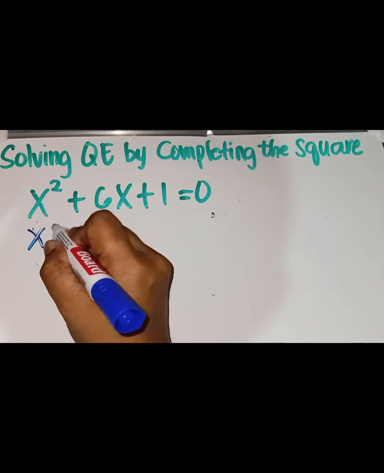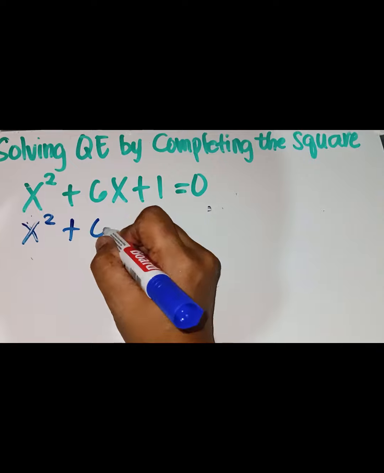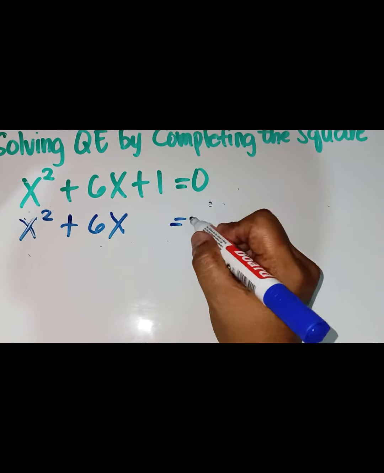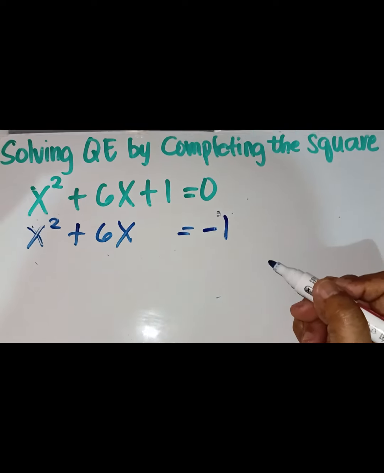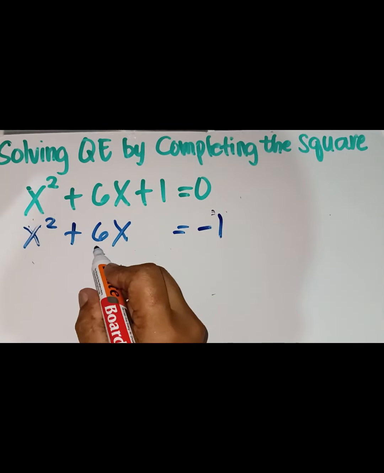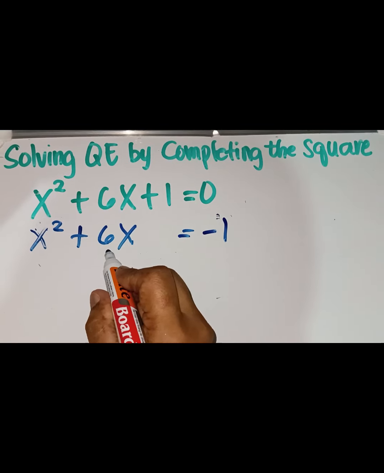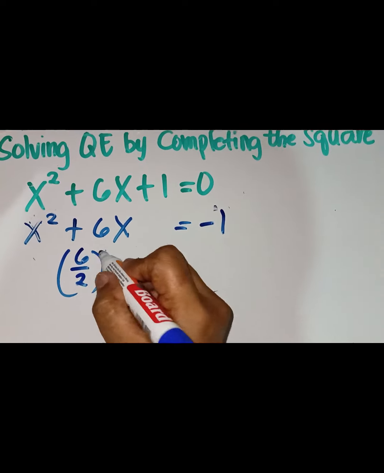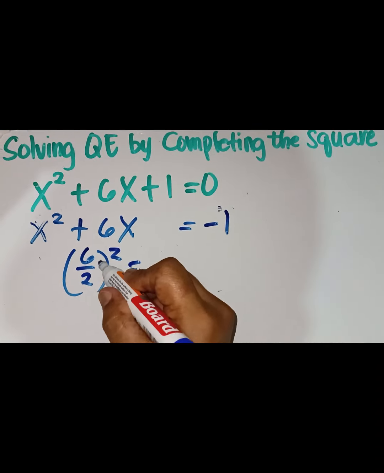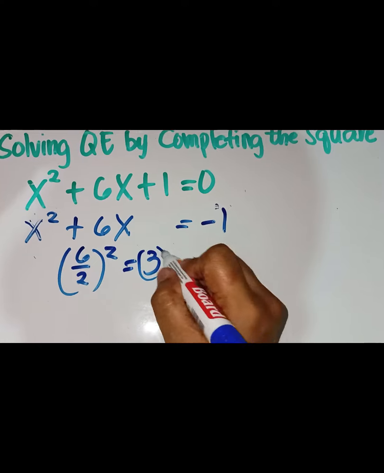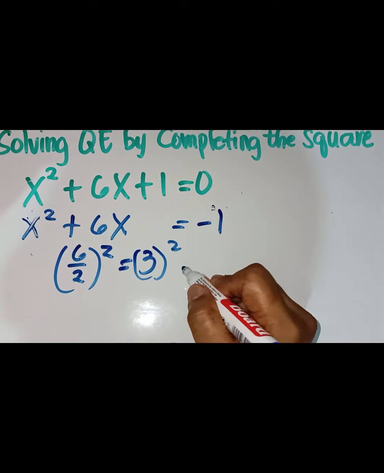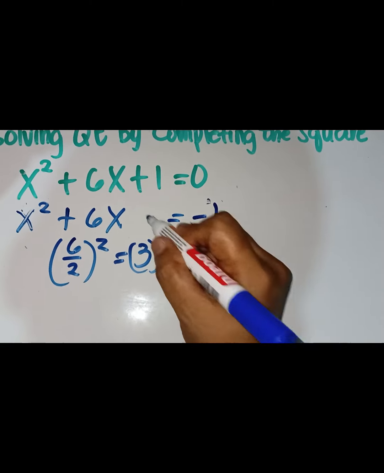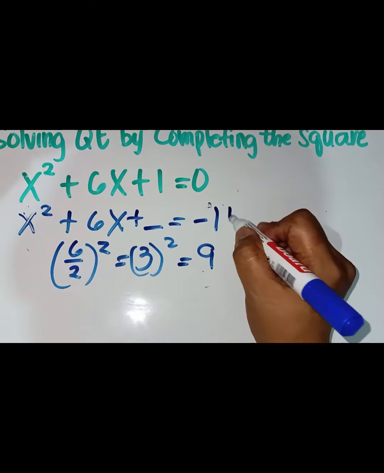So rewriting the equation, we have x squared plus 6x is equal to, from positive 1 it will become negative 1. Then get the half of your b and square it. So we have 6 over 2 squared, which is equal to 3 squared, and 3 squared is equal to 9. We can now add the 9 to the equation.